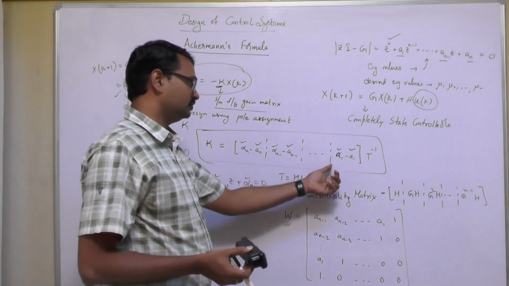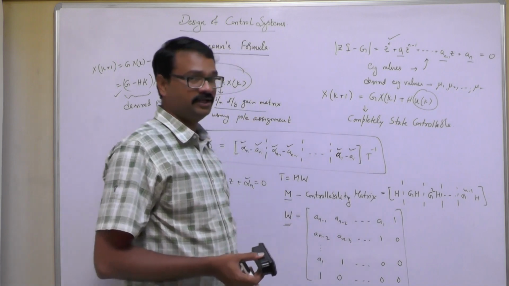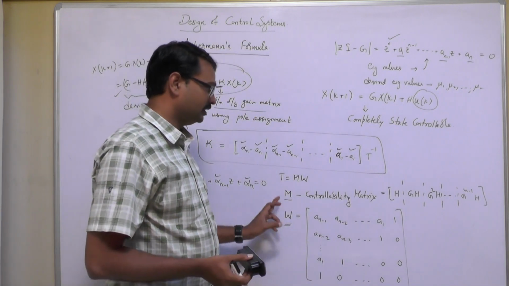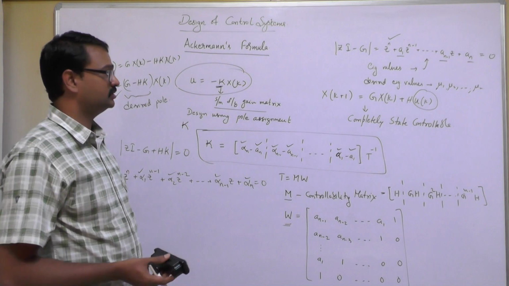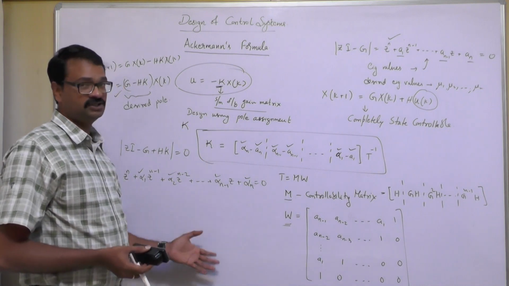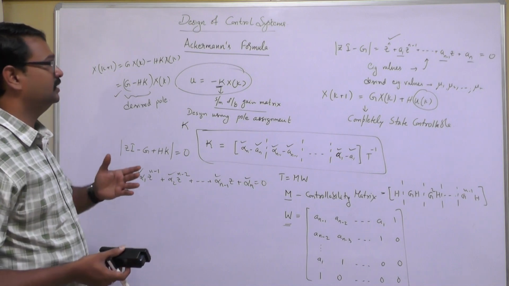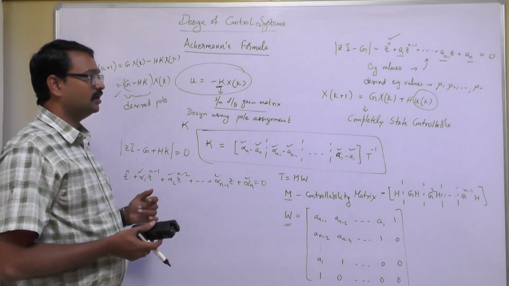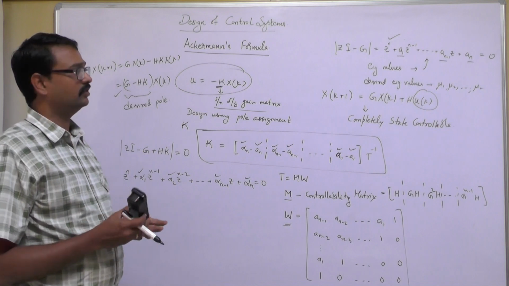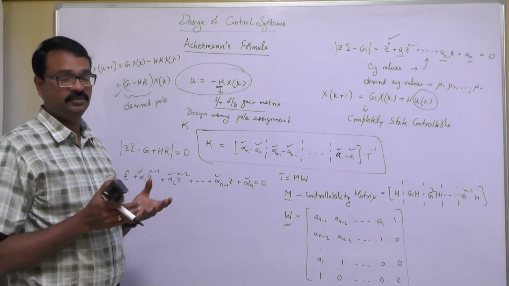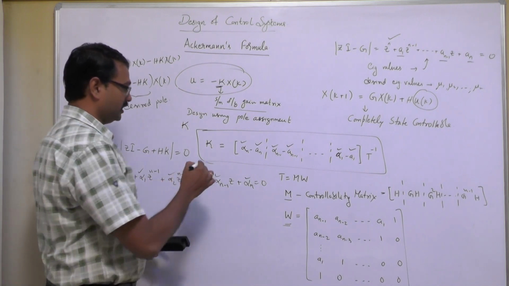Therefore, these values can be obtained, T can be obtained, T is MW, and we can obtain all these values without any problem. So this is what we have discussed yesterday regarding design of pole placement in design of control systems. Now this is not the only solution for finding out the feedback gain matrix K.